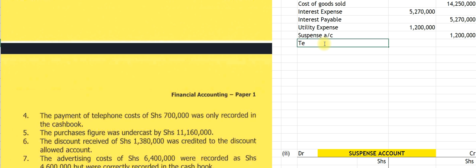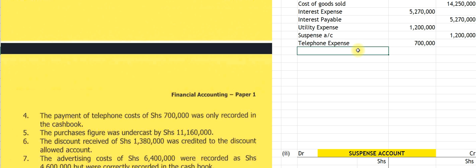Still, this error will affect the balancing of the trial balance. So you have to debit the telephone expense account because it was not recorded in the telephone expense account, but it was recorded in the cash book. So you debit the telephone expense account by 700,000 and then credit the suspense.